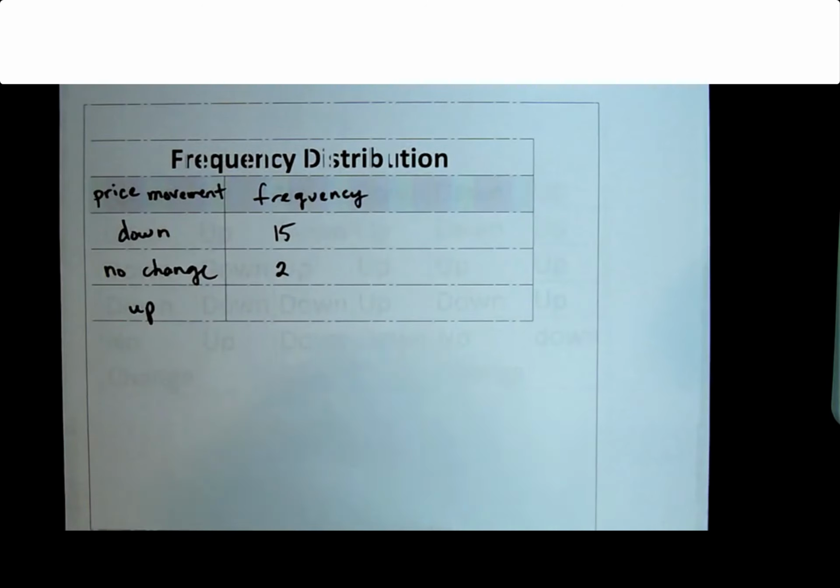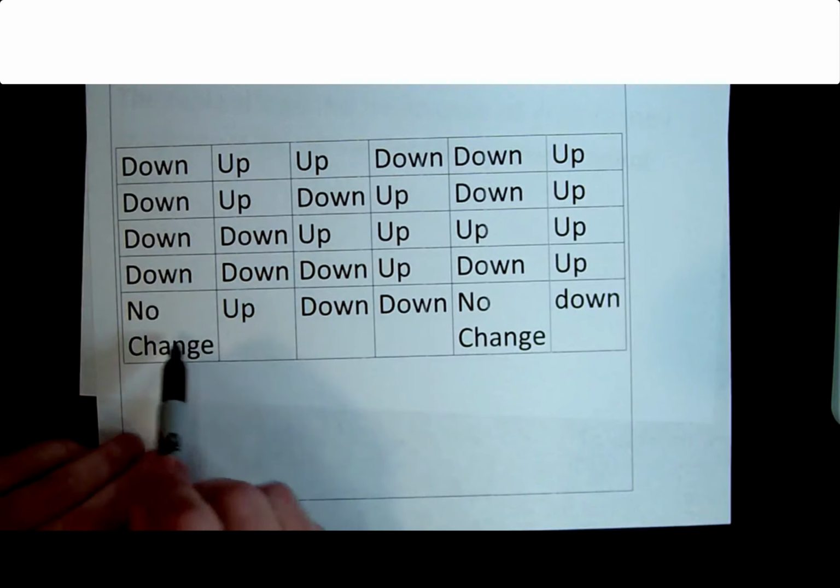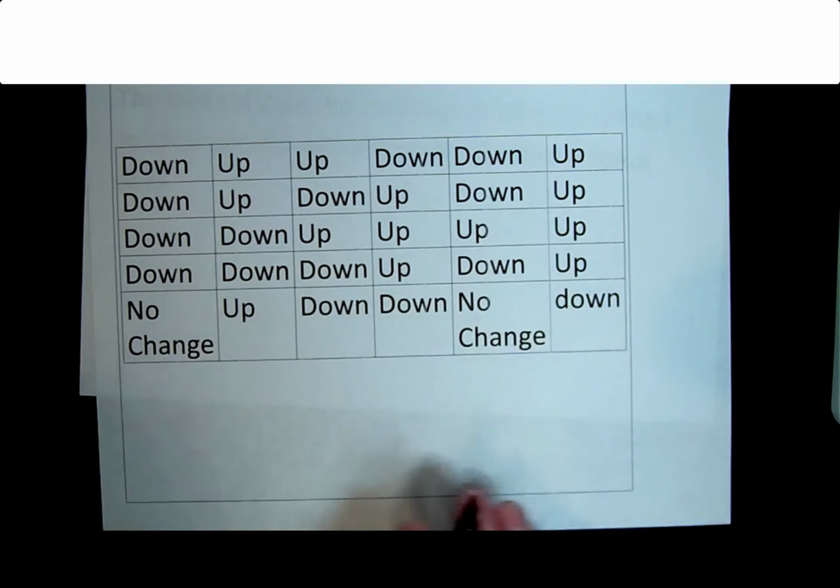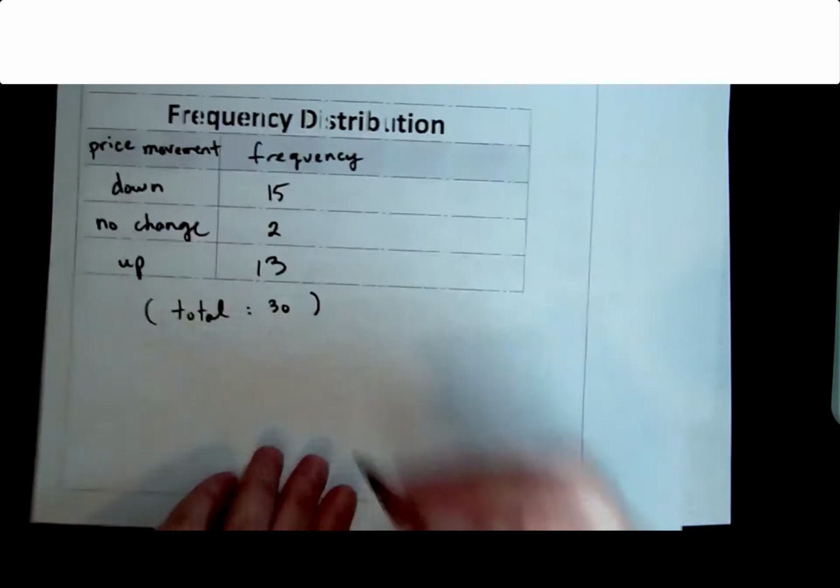Okay. Now in this table, our frequency distribution here, it looks like the total number of data values I had was 30. Let's just double check that that's right. How many data values are in this table? There's 1, 2, 3, 4, 5 times 1, 2, 3, 4, 5, 6. So, yep, there should have been 30 recorded, and there were. So that's your frequency distribution.